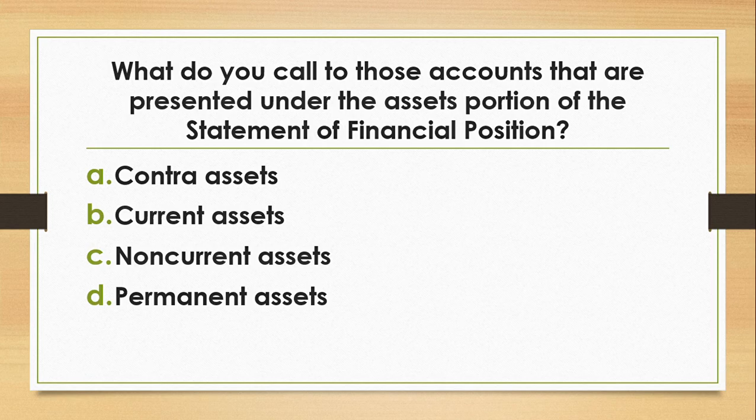I will give you 5 seconds. Okay, kindly type your answer. What do you call those accounts that are presented under the assets portion of the statement of financial position but are reductions to the company's assets? The correct answer is letter A. When we say reduction to assets in the statement of financial position, that is called contra asset accounts.